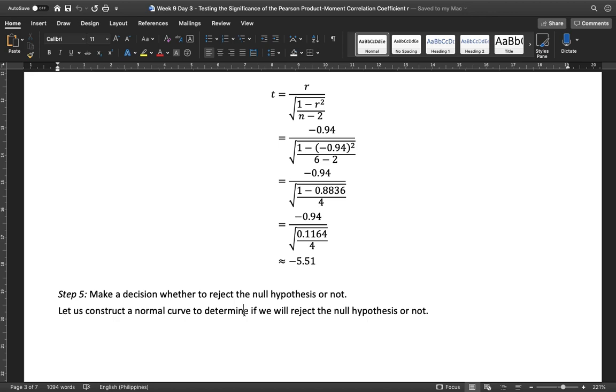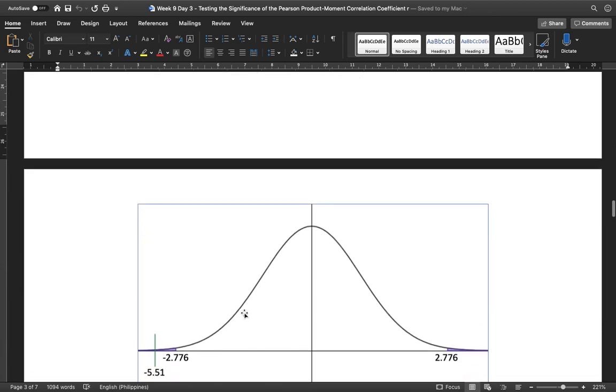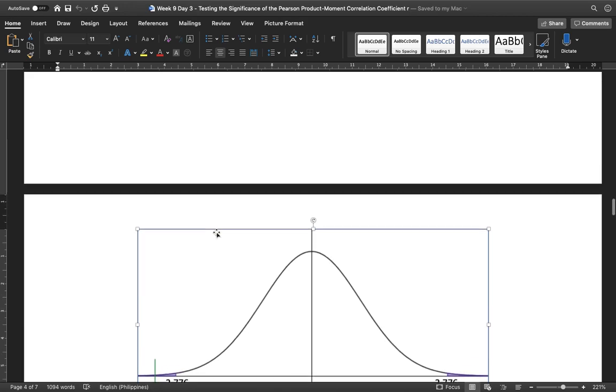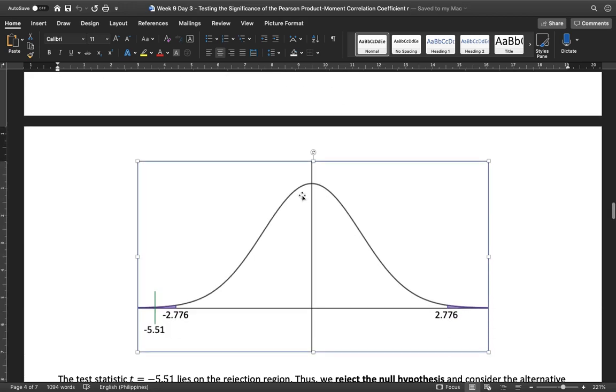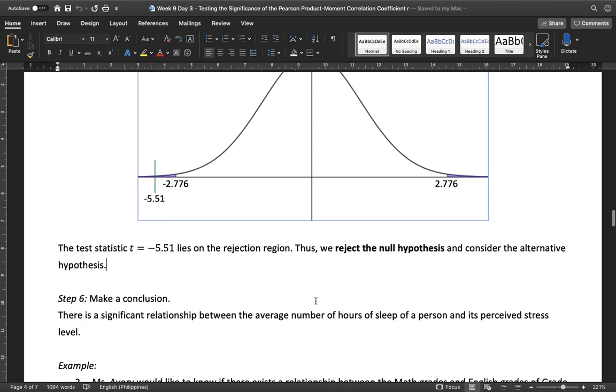Remember, paano ba natin ginagawa to? We construct a normal curve. Normal curve, remember, ang critical value natin is negative 2.776 and positive 2.776. We plot where negative 5.51 is right here. So it is in the rejection region. So this means that we reject the null hypothesis and consider the alternative hypothesis.